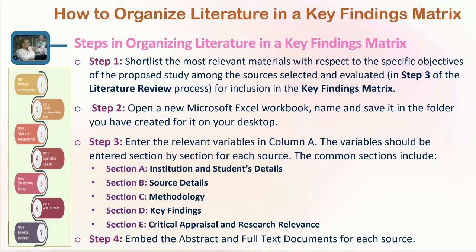The most common sections include Section A, which contains the institution and student details. Section B contains the source details. Section C contains the methodology. Section D contains the key findings. And Section E concerns critical appraisal and research relevance. And finally, Step 4 concerns embedding the abstract and footer document for each source.